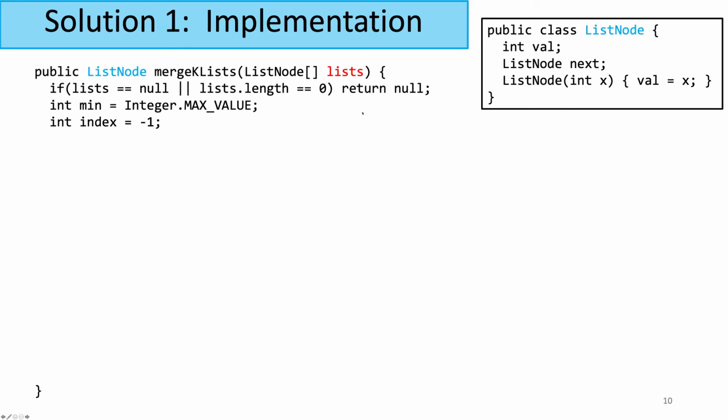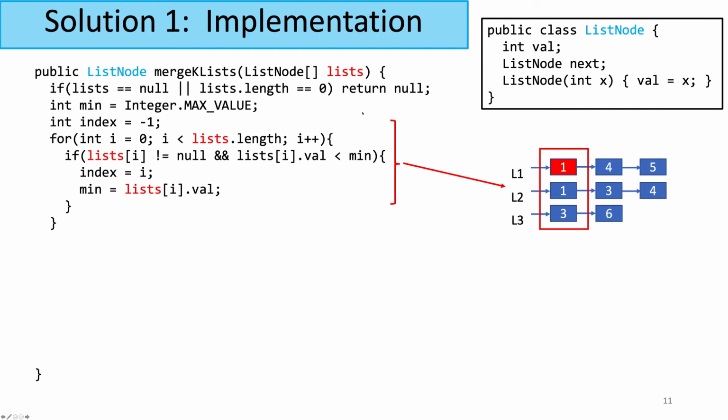Because we're looking for a minimum, min is initialized to max. And then index is the index of the minimum head in the list array. So we start with -1, and then we compare the first element, that is index 0. In this loop, we loop through every single list. If this list is null, we skip. Otherwise, we compare the value at the head node to the current minimum value. If the head node is smaller than the current minimum value, we record the index, and we also record that current minimum value. After this loop, we will find the minimum node among the heads of those given k lists.